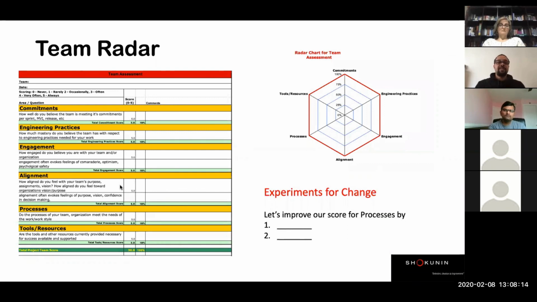There's the whole adage from the manifesto: individuals and interactions over processes and tools. In this case, are the processes and tools working for us, or are we working for the processes and tools? And so, as a result, rank ourselves. Where do we fall there? And then tools and resources: do we have the stuff that we need in order to get our jobs done and do it successfully? That's kind of my simple way of looking at it.